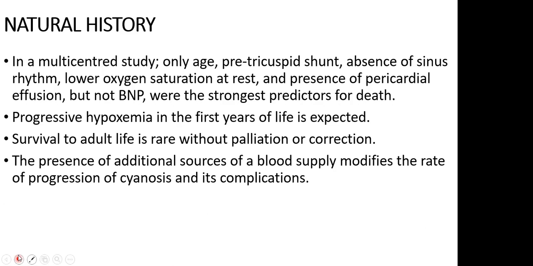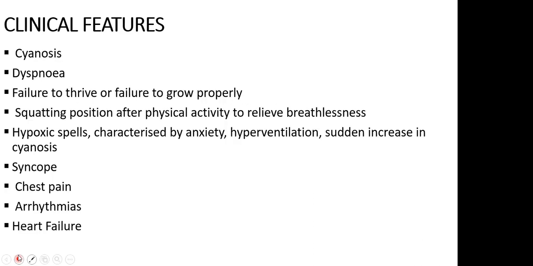So progressive hypoxemia in the first year of life is expected. Survival to adult life is actually rare without palliation. So most of these patients who come down with cyanotic heart disease, a corrective measure should please be done. Otherwise, mortality is high over time. Then the presence of additional source of blood supply actually modifies the rates of progression of cyanosis and its complications in this patient. So how do they present?